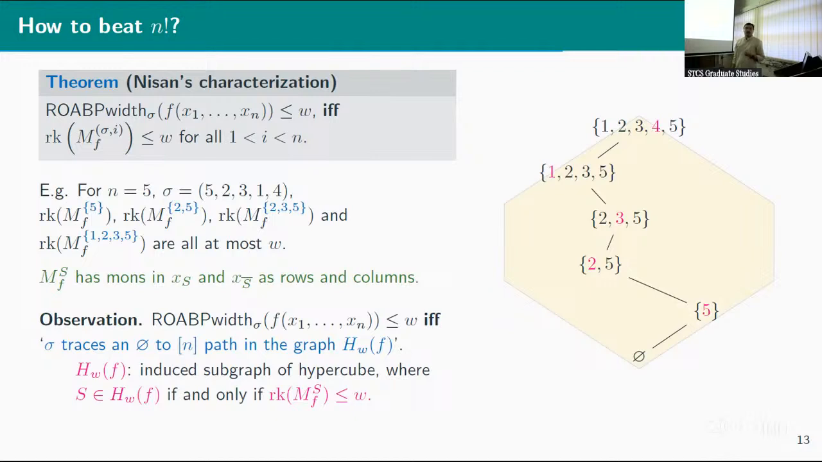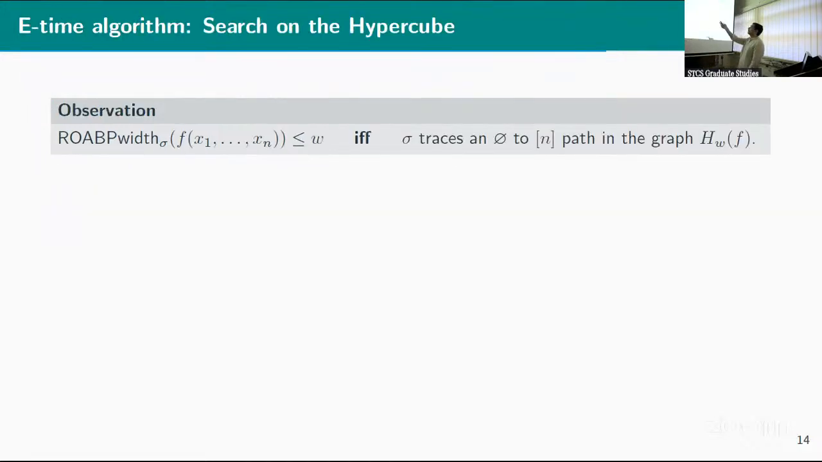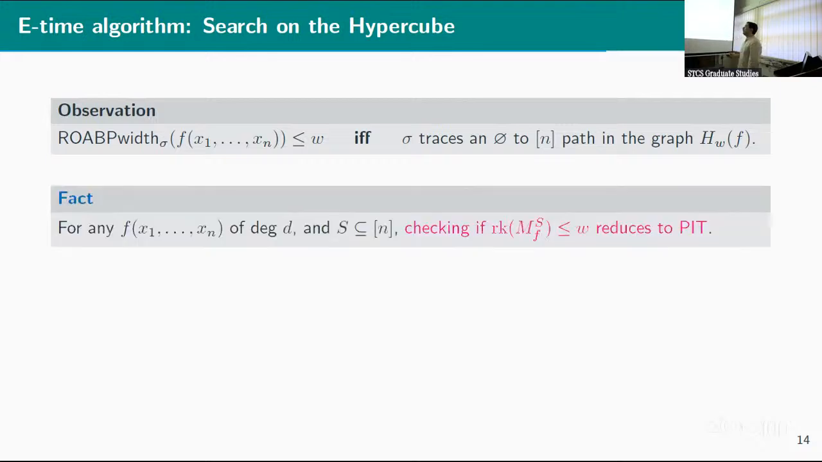So this tells you now what the E-time algorithm is. You just compute this graph. So firstly, I'm going to say it again: F has an ROABP in order sigma if and only if there is a path dictated by sigma in the hypercube subgraph. And it's a fact that you can check this. If I give you a subset S and you have a black box computing the polynomial F, then checking whether this rank is less than W just reduces to a single PIT call.